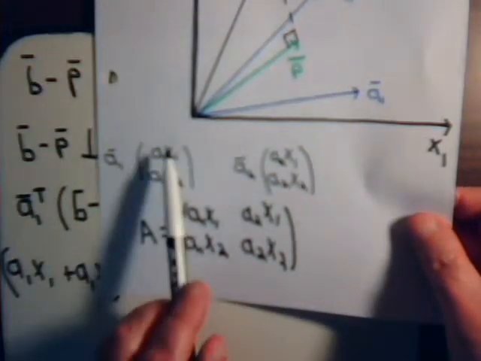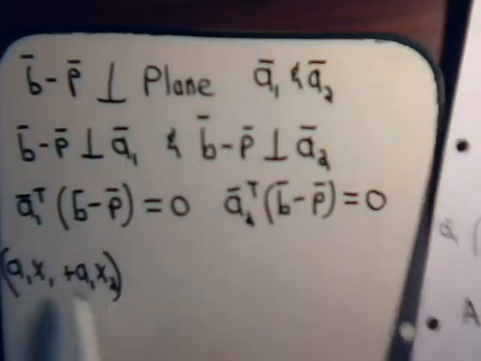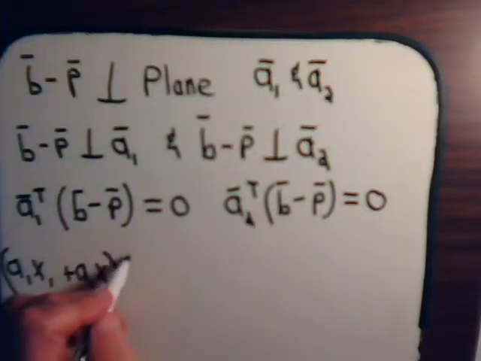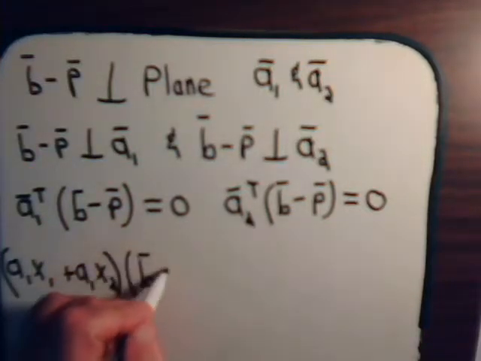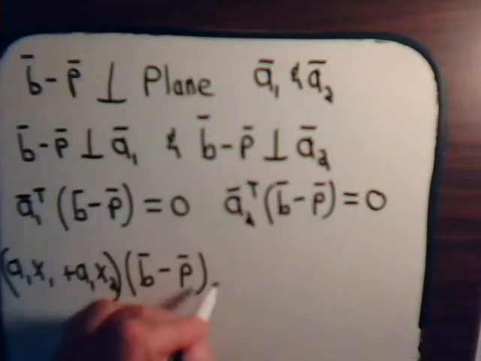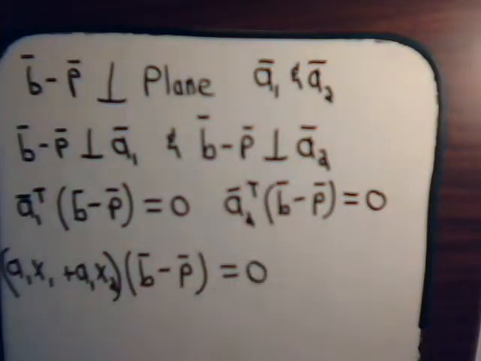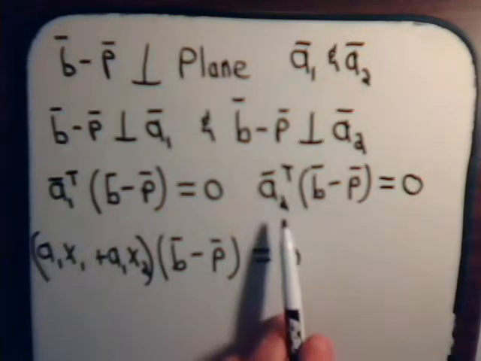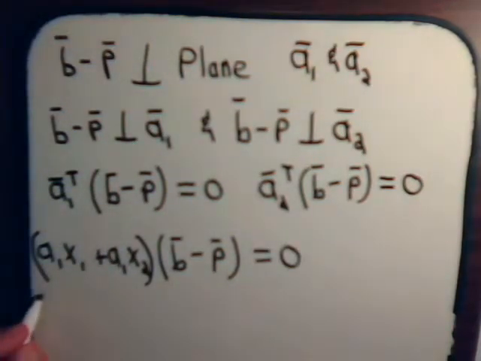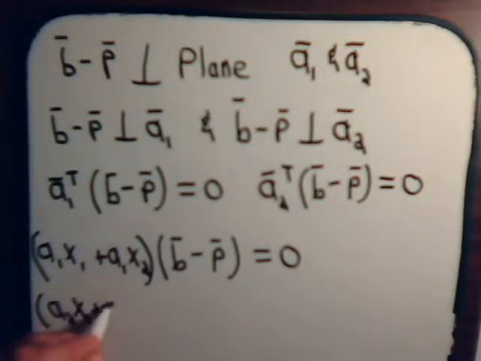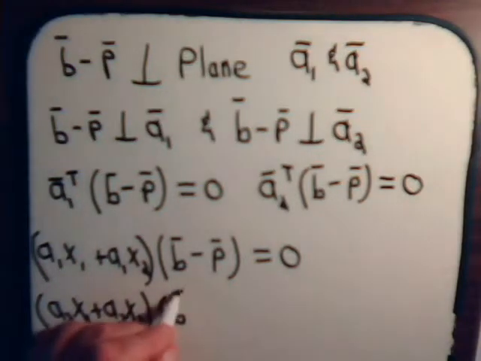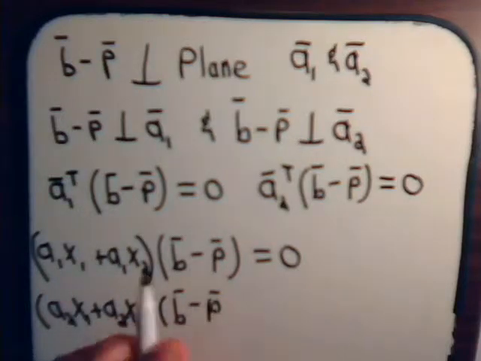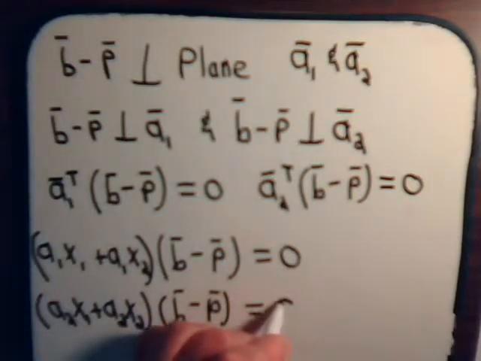That's just simply writing our column vector as a row vector. It's A1 transpose times (B minus P) equals 0. Then, likewise, for A2, we have A2 X1 plus A2 X2 times (B minus P) equals 0.